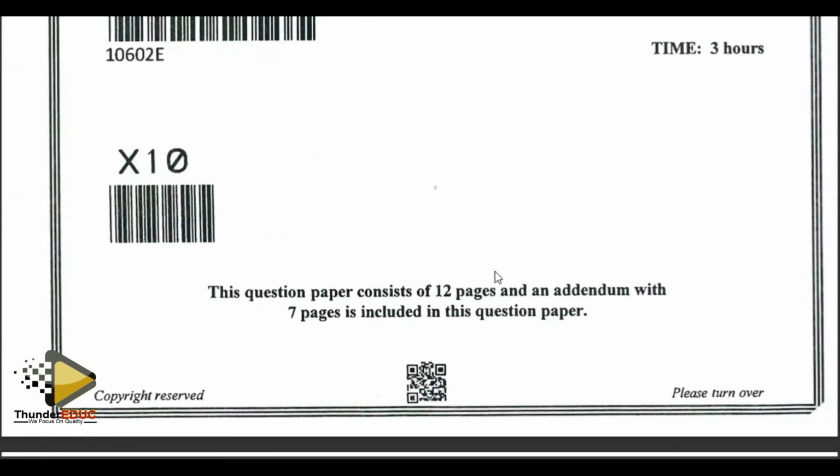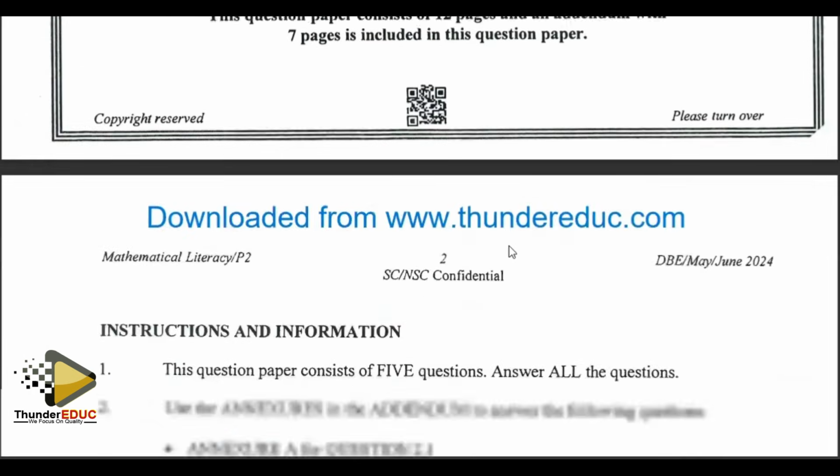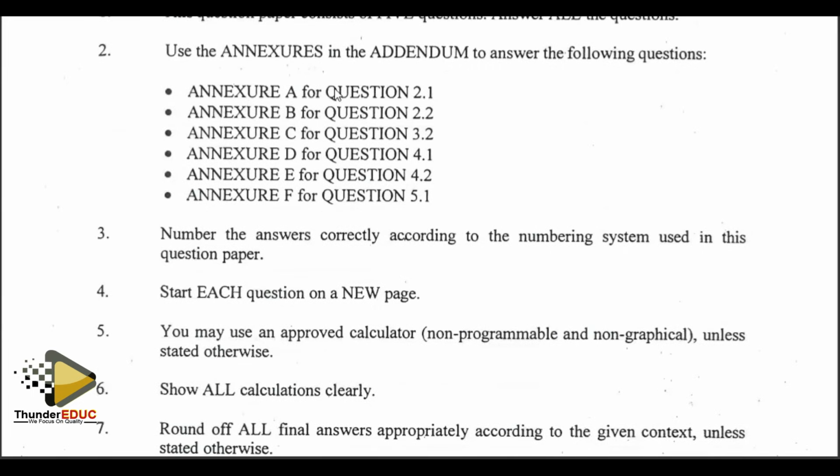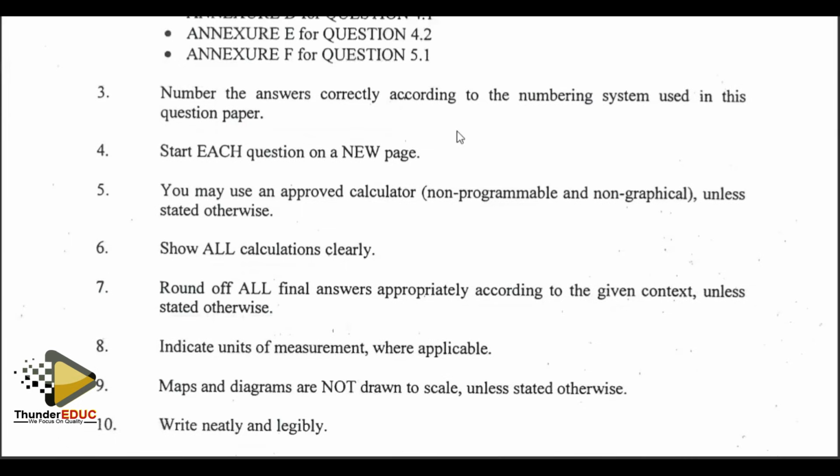The question paper consists of 12 pages and an addendum with 7 pages is included in this question paper. All right, shall we use the addendums as we see? We shall need them for questions 2.1, 2.2, 3.2, 4.1, 4.2, 5.1. All right, please, as you do your exams, don't forget instruction number 4 is important.